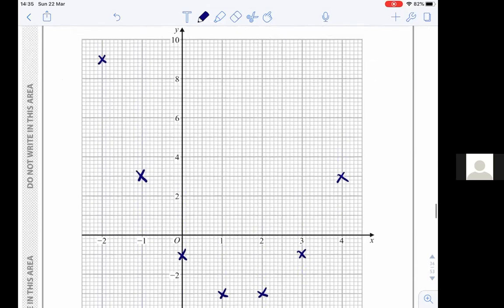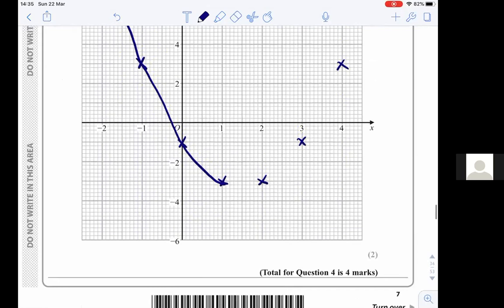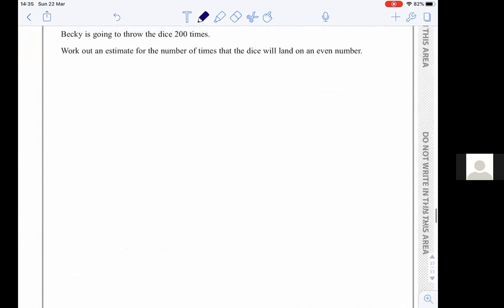It's got to be a smooth curve. Oops, and it's got to go through all the points, so I'll try that one again. Okay, going through all the points nice and clearly. The other bit about this is there has to be a little bit of a dip below. So I've got to make sure I show this as I draw this graph out. Okay, and that should get me all the marks.